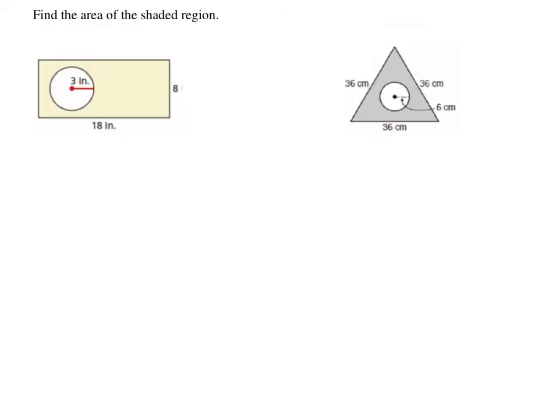For two last pictures, it comes down to just practice so you recognize what the pictures look like and how to find them. We want the area that's shaded, so again we're going to find the area of the whole thing, so that would be my rectangle. And I need to subtract the area of the white part, and that will be my circle.